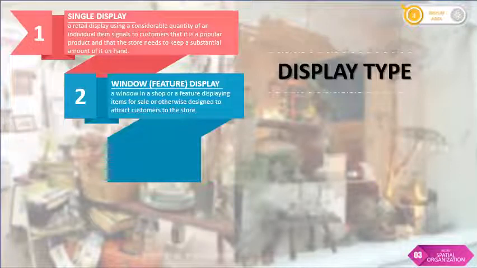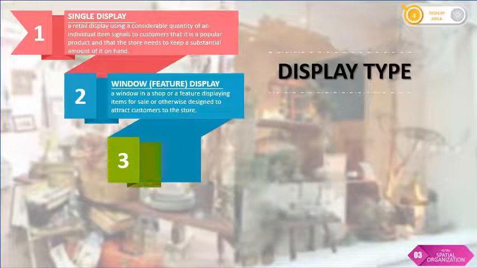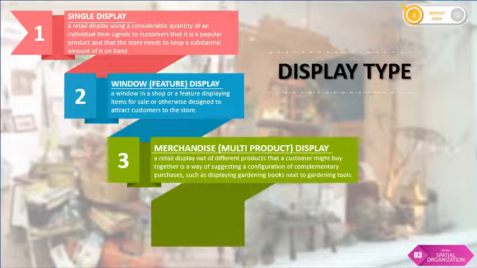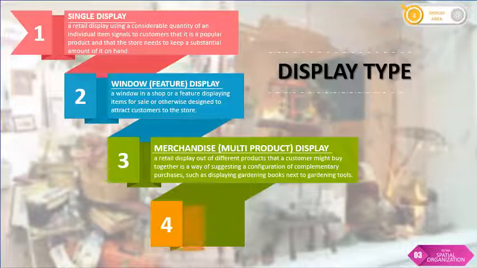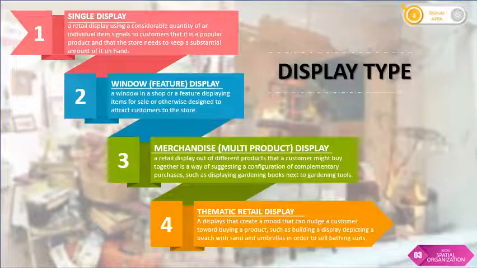Okay, so another display is that, awak tak keluar ni. Okay, merchandise ataupun multi-product display. Merchandise or multi-product display is actually a retail display of different products that a customer might buy together. Yes, for example, contoh macam displaying gardening books, tapi dekat area tu at the same time ada pelbagai juga products yang berkaitan dengan gardening.